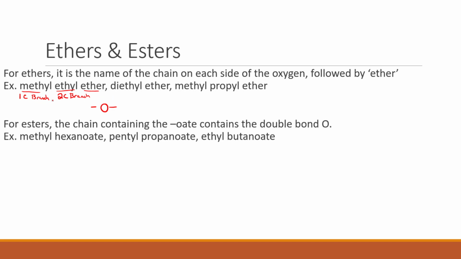So I have a 1 carbon branch and a 2 carbon branch connected to this O, because it's an ether. So when I've finished drawing it out, I want to put 1 carbon over here and 2 carbons over here. Methyl ethyl ether looks like this. Here's your methyl, here's your ethyl, and the ether.